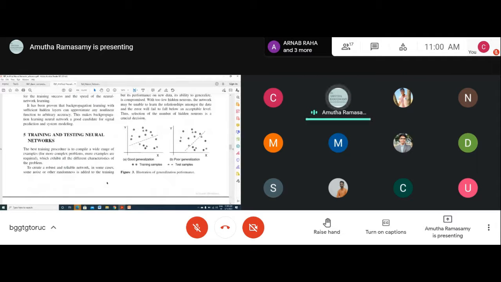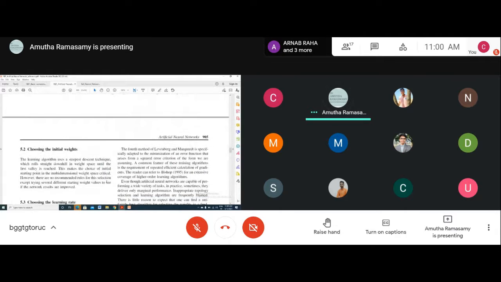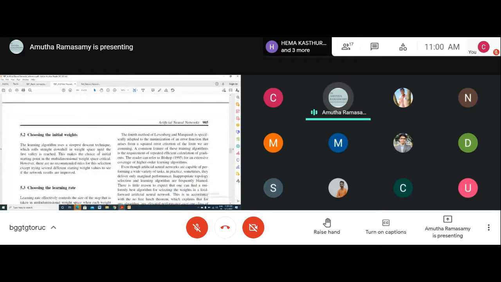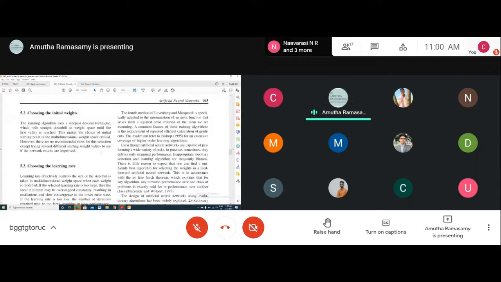Okay, so now when we are training, what are the parameters we have to check? Choosing the right initial weights. The learning algorithm uses a steepest descent technique. Here again is a new technique which I have to explain separately.